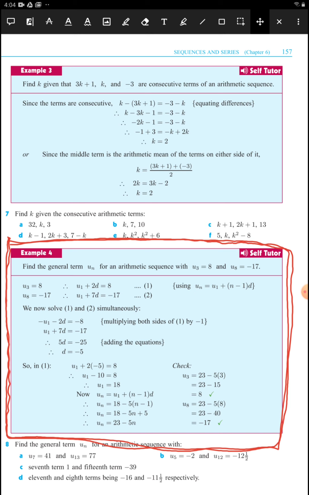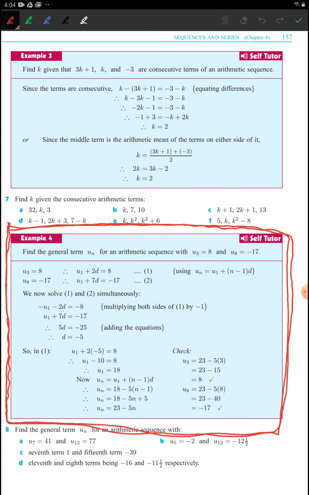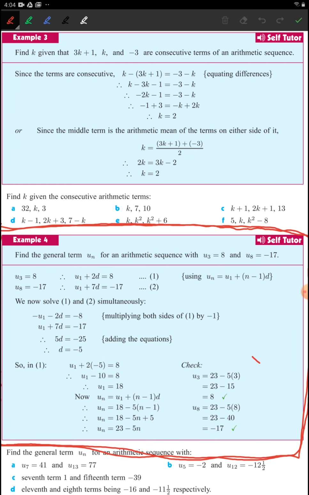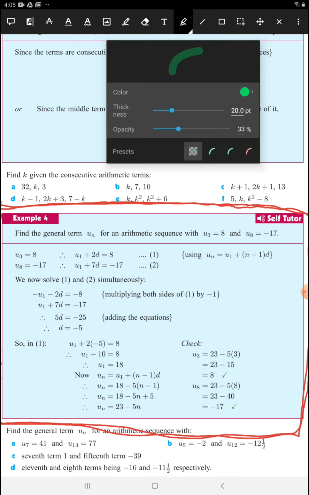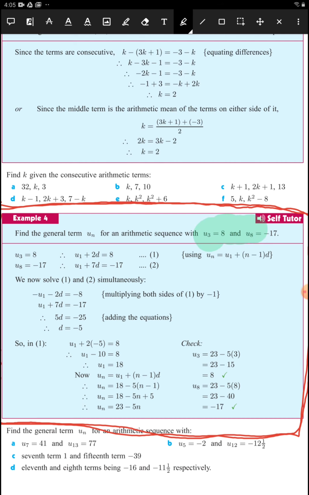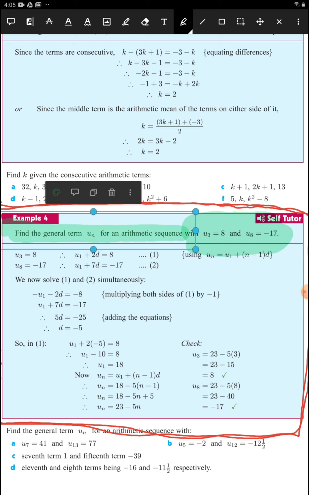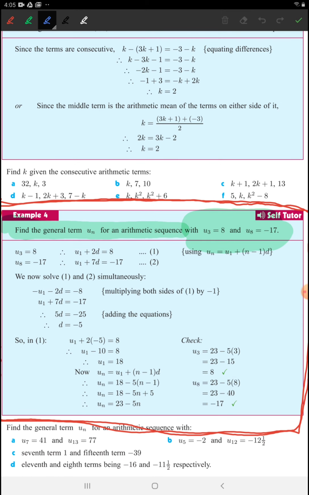Okay, so let's go ahead and talk about example 4. So, find a general term for an arithmetic sequence, blah, blah, blah. So it gave us the third term and the 8th term. Okay, so they want to know the general term for the arithmetic sequence. So this actually gets a little more difficult, but not too difficult.